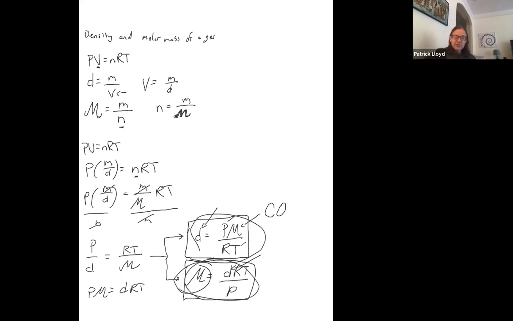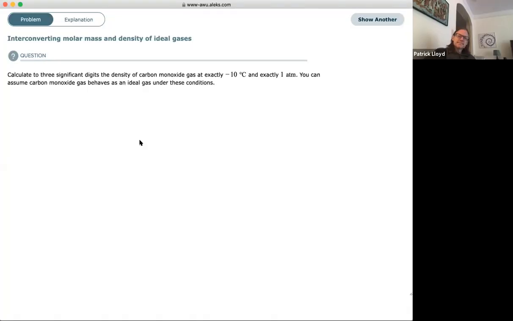So coming back to it, they tell us that it's carbon monoxide. Calculate the density to 3 significant digits. We want to know the density of carbon monoxide. Well, carbon monoxide is CO, carbon C, monoxide O. They give us the temperature, there's your T, and then they give us the pressure, there's your 1 atm, right? Remember, temperature needs to be in Kelvin when you do any of these gas law problems.